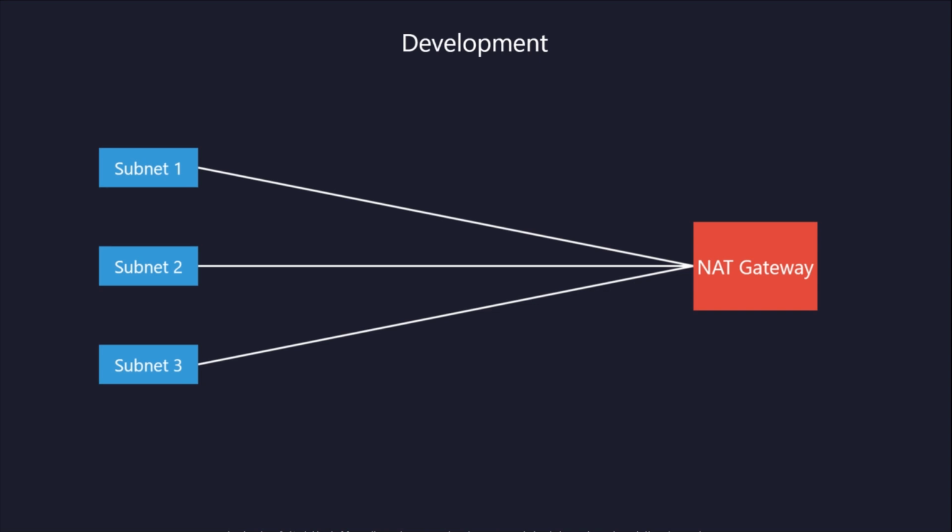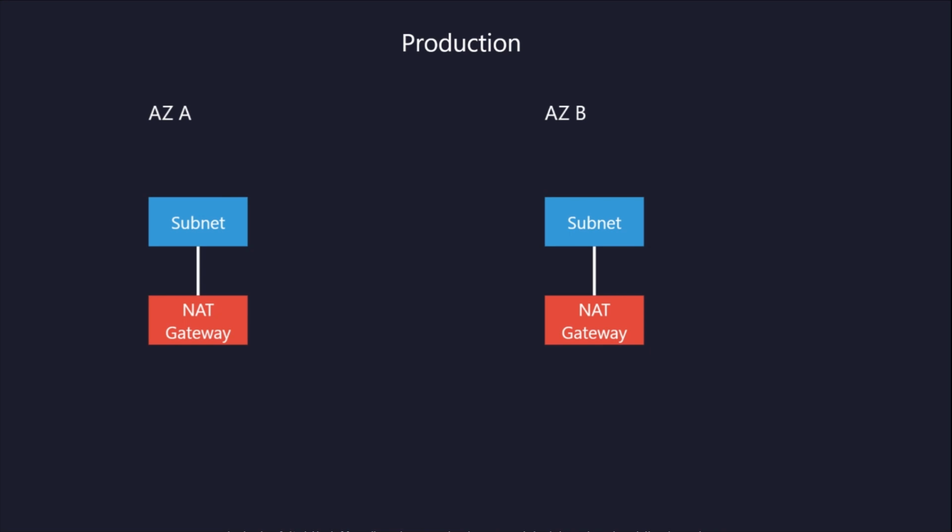Network address translation gateways incur hourly charges, plus data processing fees. Consider using a single gateway for multiple subnets in development, but use one per availability zone in production for fault tolerance.